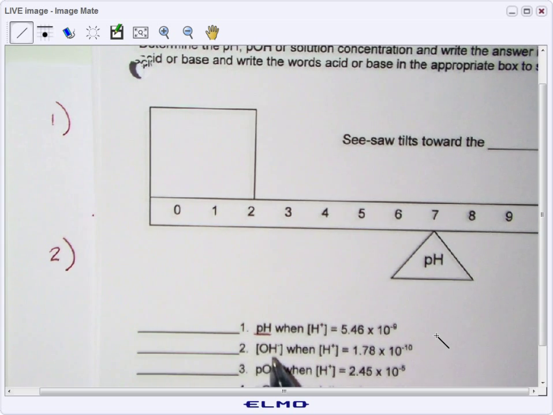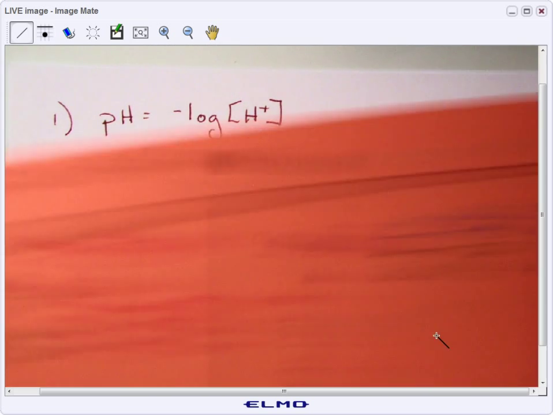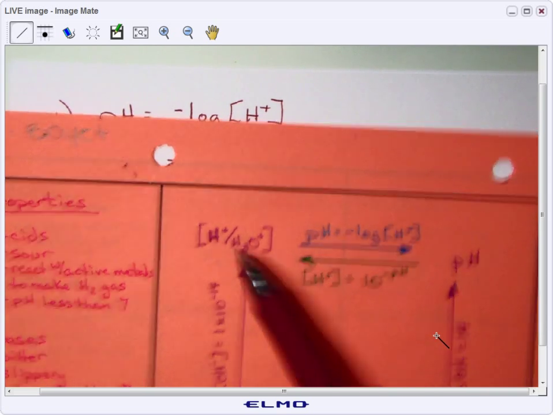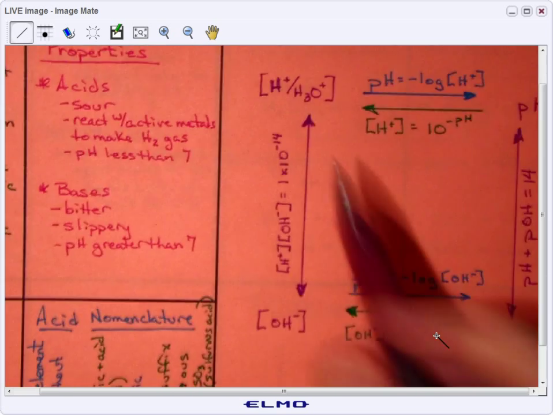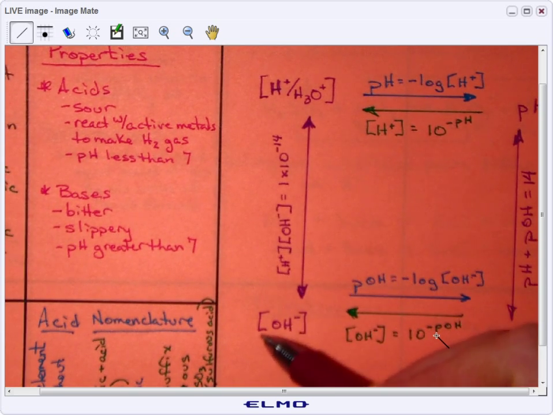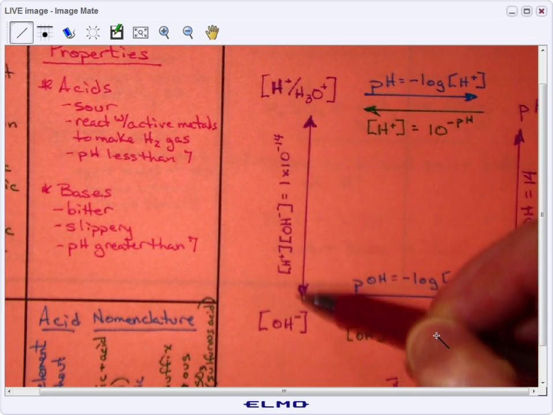Number 2 says to find the OH concentration. Remember, the square brackets mean molarity, so we're trying to find the concentration of OH when it's given my H plus. So my job is to look on here. They gave me the H plus, and I'm trying to find my OH. So this is the formula I'm going to use.